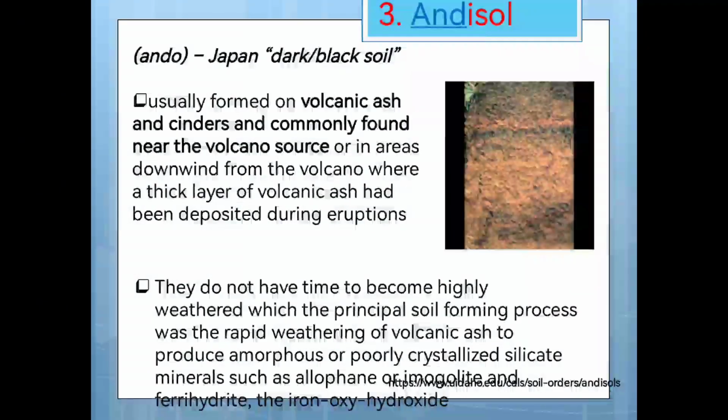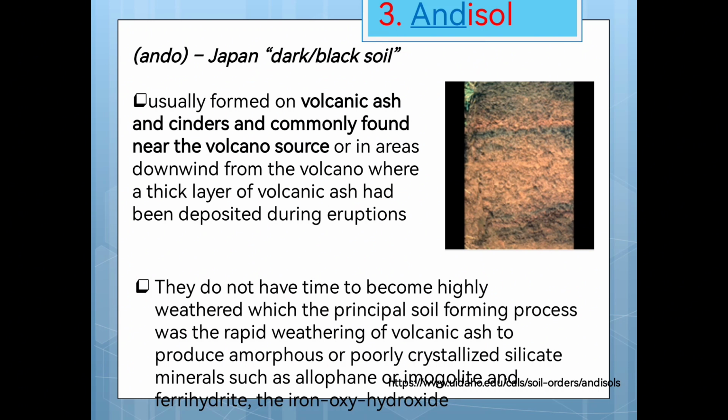The third order, andisol, from the word ando. Ando in Japanese means dark black soil. Ando. This is usually formed on volcanic ash and cinders and commonly found near the volcano source or in areas downwind from the volcano where a thick layer of volcanic ash had been deposited during eruptions.